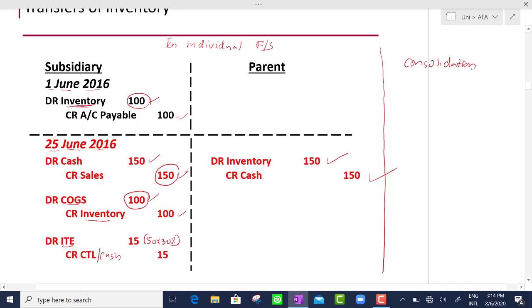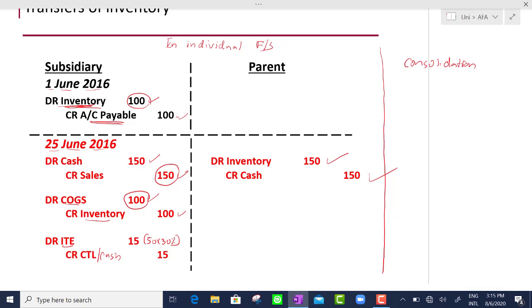Now, this purchase transaction, which is in the black color, is not an intergroup transaction. It has happened between the subsidiary company, one of the entities in the group, and one outside party, the supplier. Therefore, it is not considered an intergroup transaction. But the transactions which are in red color are the result of intergroup transactions.